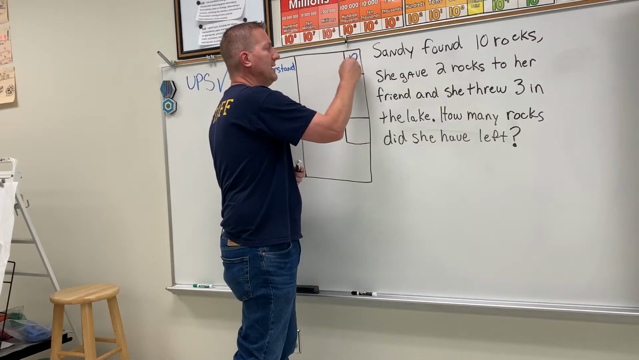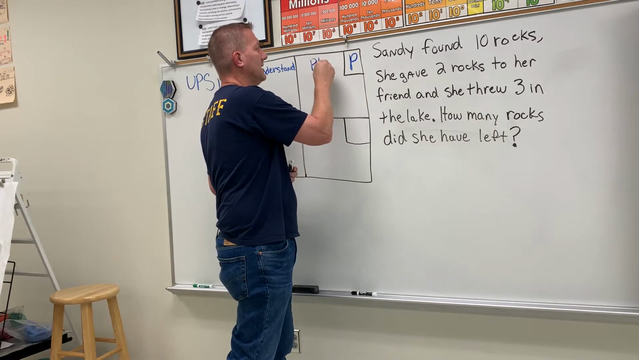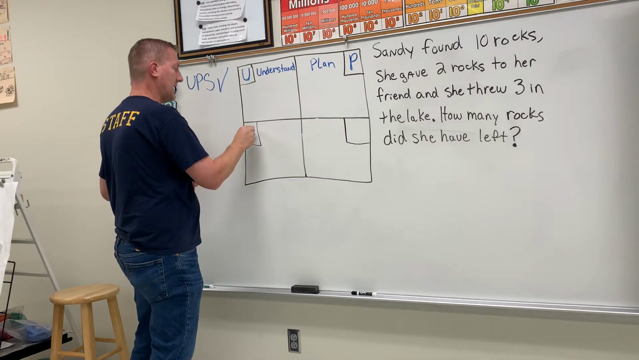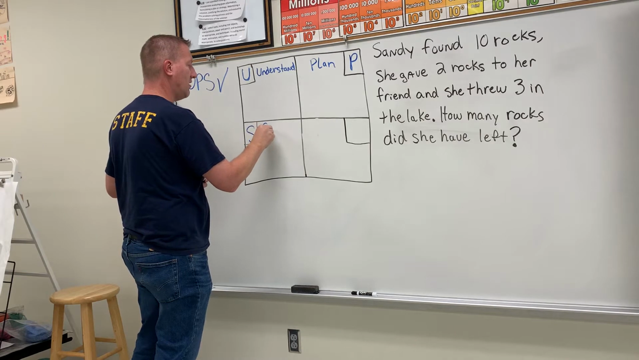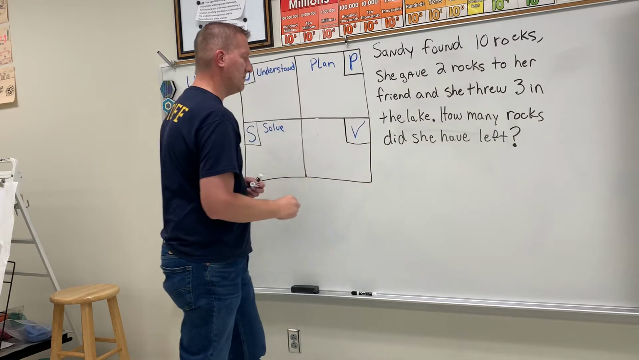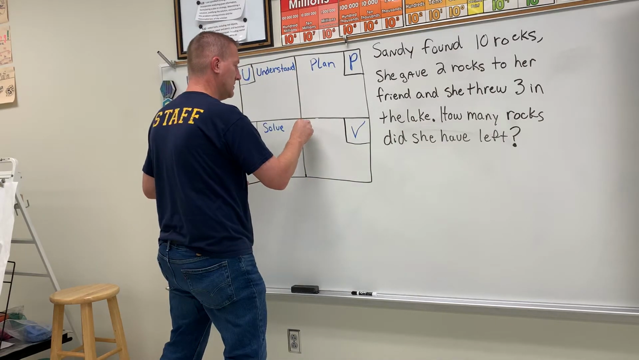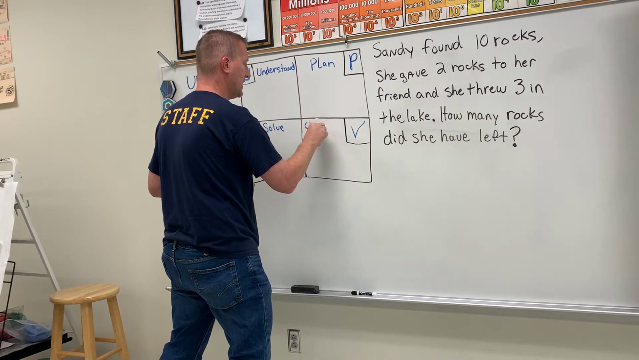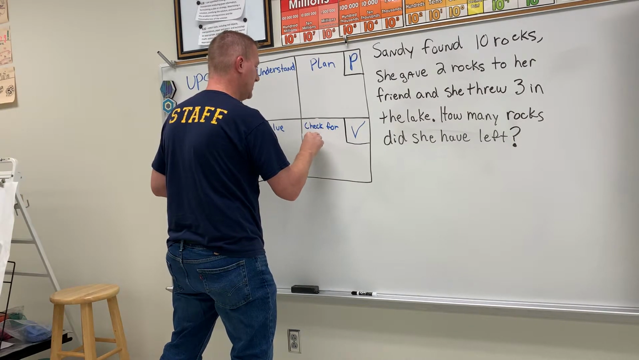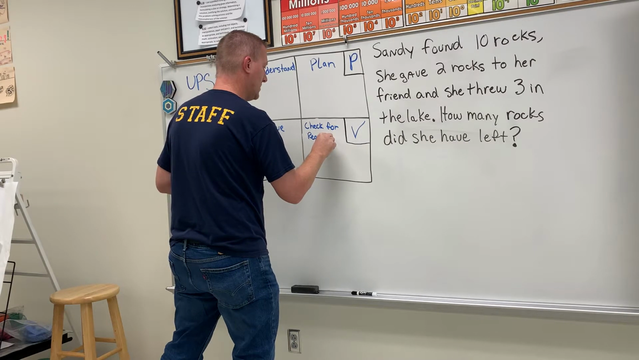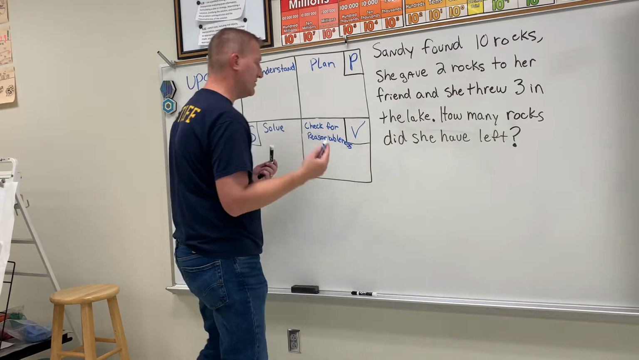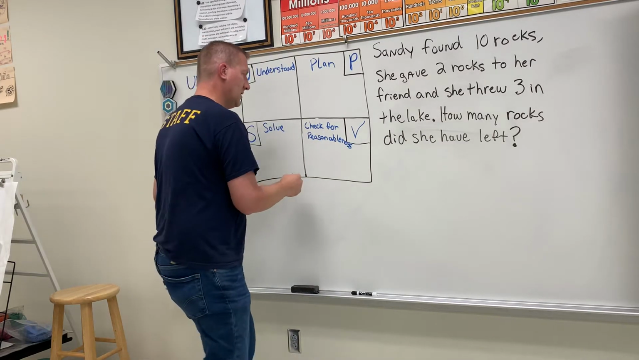The P is the plan. That's my plan, what I'm going to do. The S is the solve, and the check, and that's check for reasonableness. So is it reasonable?